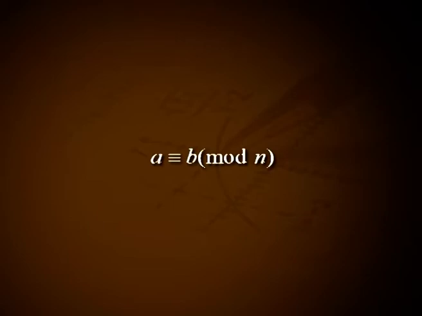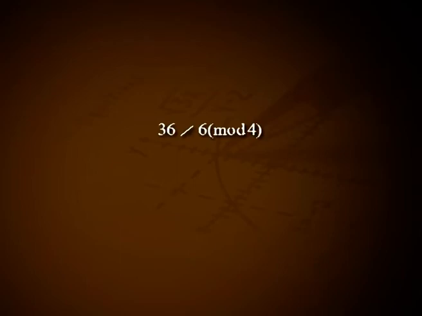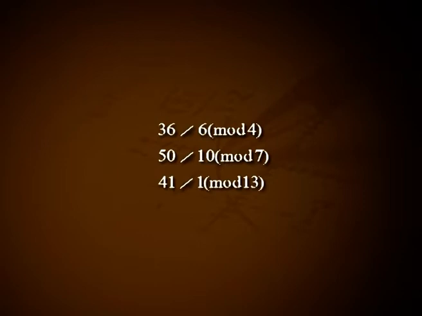Definition: when n doesn't divide a minus b, we say that a is incongruent to b modulo n, and in this case we write it as follows. Example 2. The following are examples of incongruence. 17 is not congruent to 3 mod 5, since 17 minus 3 is not divisible by 5. 4 is not congruent to 2 mod 4, since 4 minus 2 is not divisible by 4. Similarly, 36 is not congruent to 6 mod 4, 50 is not congruent to 10 mod 7, 41 is not congruent to 1 mod 13.